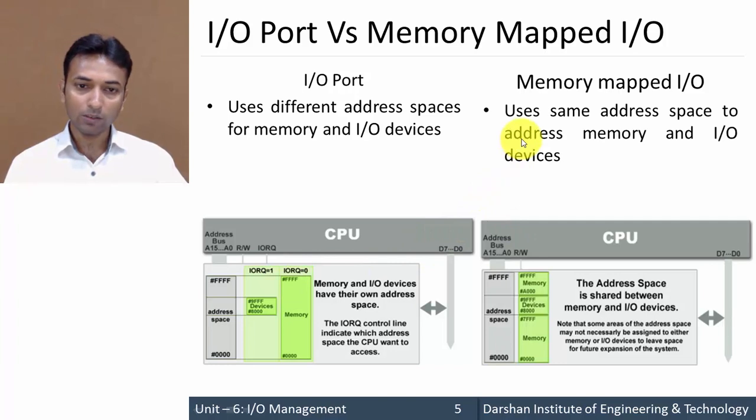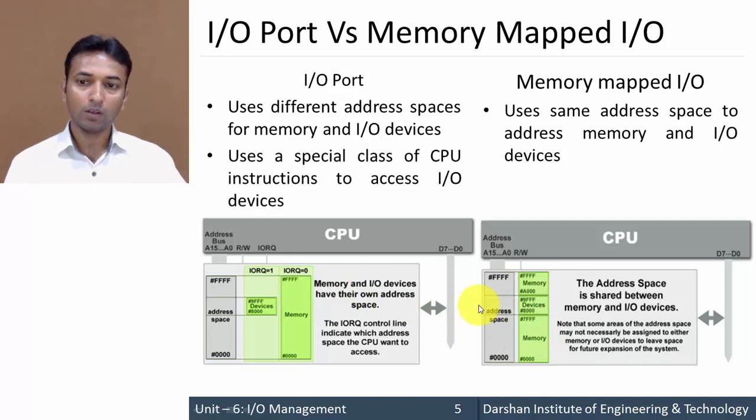Whereas in memory mapped I/O, both memory as well as I/O devices use the same address space to address memory as well as I/O device. So if we consider this figure, then I/O device is also in this address space as well as your memory is also there in the same address space. So here the same address space is used by memory as well as I/O device. That is the main difference between I/O port and memory mapped I/O.